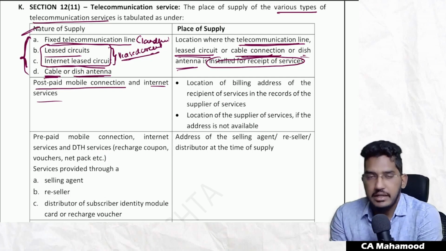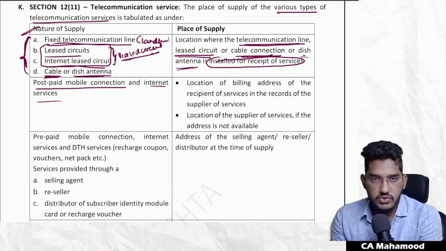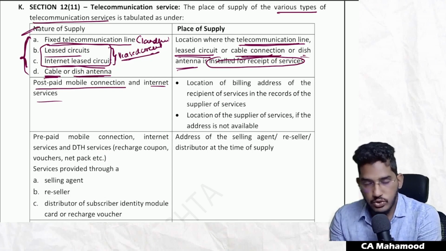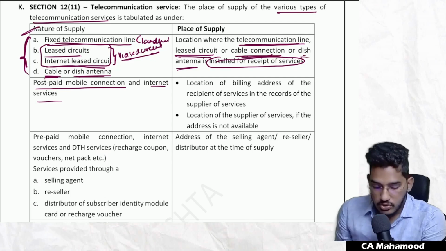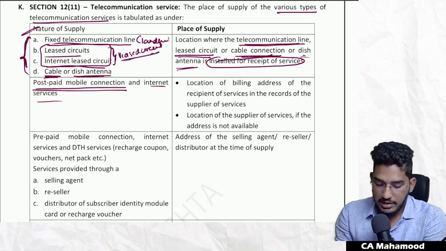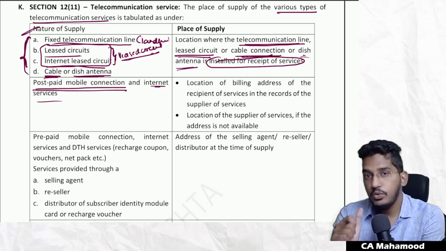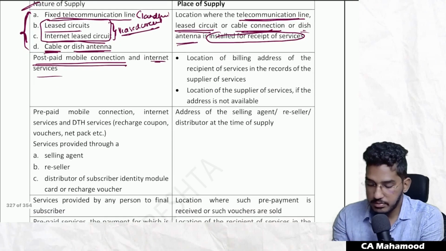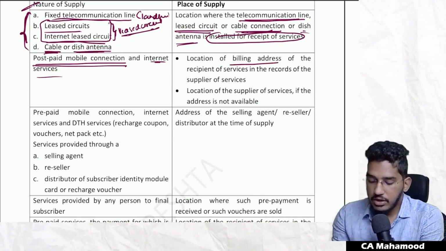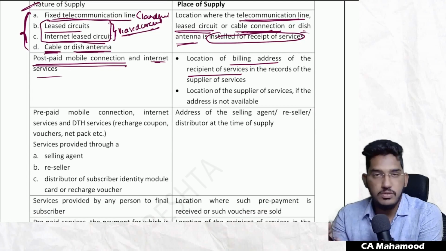Similarly, if you use any SIM card where you avail post-paid services, that means you will use the services for the entire month. For that month, whatever services you have used, a bill will be sent to you. You have to pay that bill. So in case of post-paid mobile connection and internet services, how to determine place of supply? Very simple. Location of billing address of the recipient of service in the records of the supplier of service.